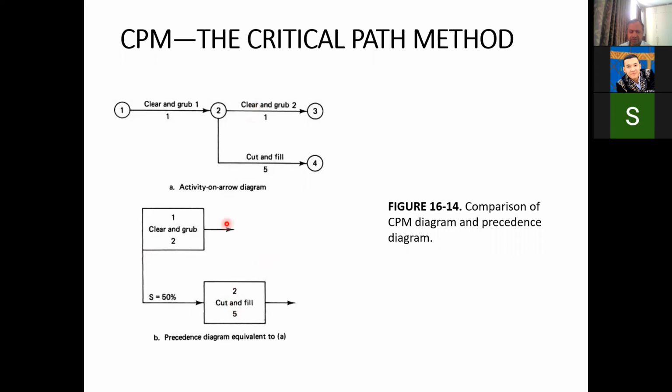So we can represent it in this way. So in the activity on node diagram, there is some slight advantage. Okay, so this is the difference between the activity on arrow and activity on node when we want to represent some lags.